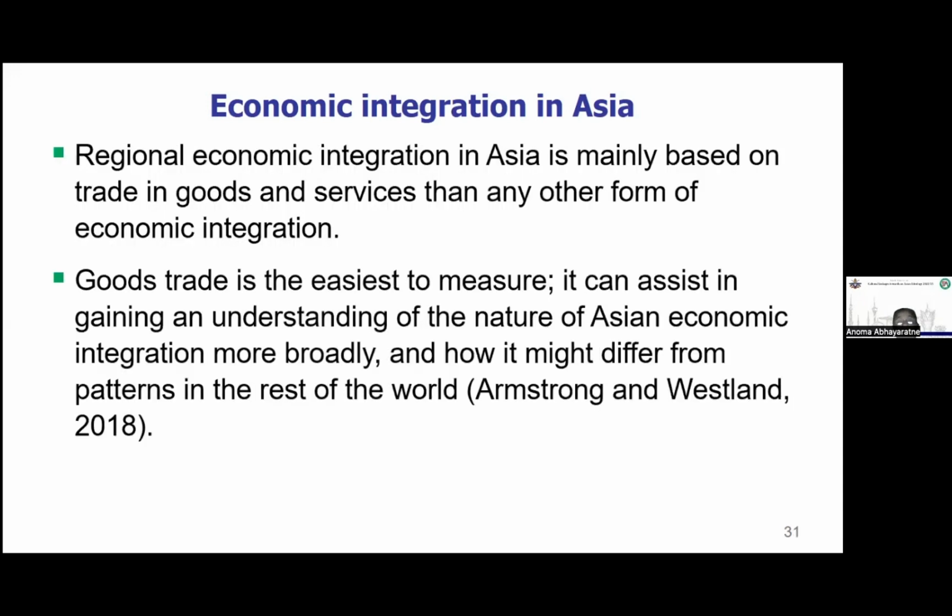Regional economic integration in Asia is mainly based on trade in goods and services. But we know that people from South Asian countries go to work in countries like Korea, Japan, and other countries. But that integration is mainly in trade, goods and services. So goods trade is easier to measure.